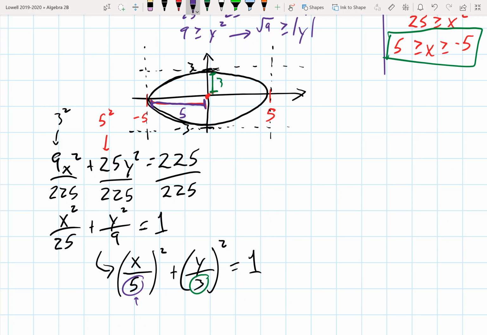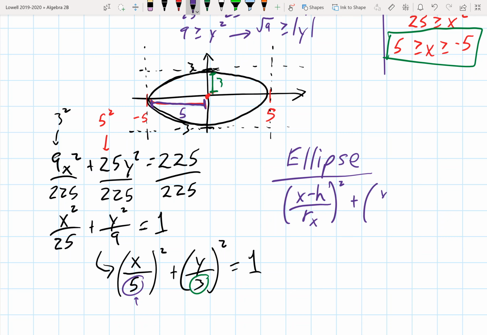And so, in general, the equation of an ellipse is (x minus h) over r sub x, the x radius, squared, plus (y minus k) over r sub y, squared, equals 1, where again r sub x and r sub y equal the x or y radius.